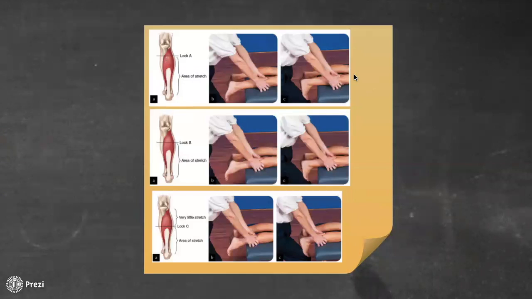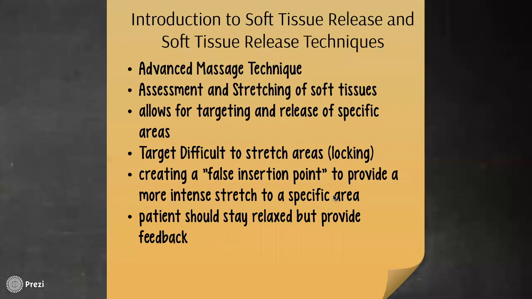At that point, we would release and move our hands a little bit further down. As you can see, we move a little bit further down the muscle belly. The area of stretch gets a little bit smaller, but it becomes more intense. And again, we place pressure. Next up, a little bit farther down, very little stretch is occurring up in this area of the calf, but down here, we're having a much more intense stretch. So again, we're creating those insertion points.